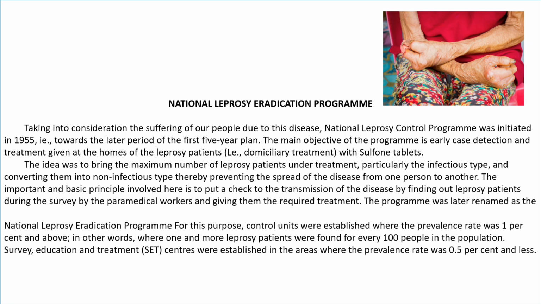For this purpose, control units were established where the prevalence rate was 1% and above. In other words, where one or more leprosy patients were found for every 100 people in the population. Survey, education and treatment. You have to remember the full form of SET. What is SET? It is survey, education and treatment. So where the rate was 1% and above, more than 1%, in other words, where one or more leprosy patients out of 100 were found, there only this program was taken with critical care. And you have to know that survey, education and treatment centers were established.